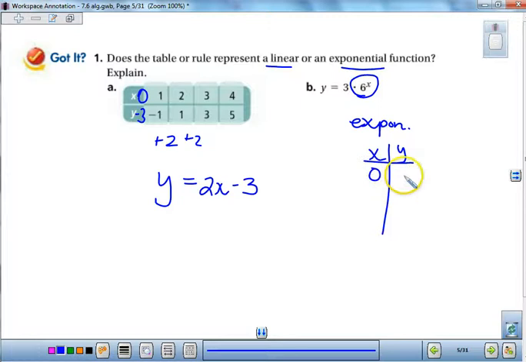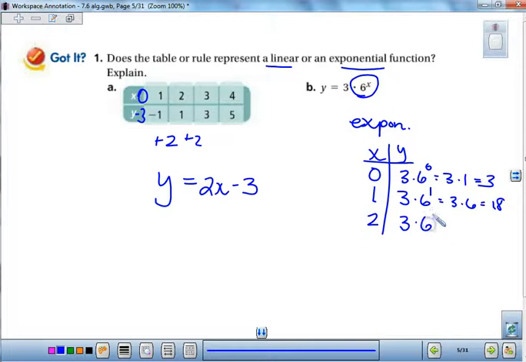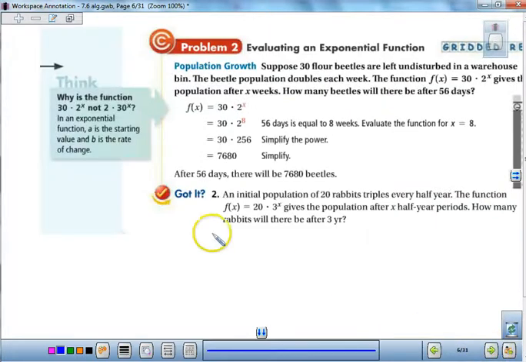When x is 0, we're going to have 3 times 6 to the 0, which is simply going to be 3 times 1, or 3. If we put in 1, 3 times 6 to the 1 would be 3 times 6, or 18. And if we look at 2, we have 3 times 6 to the 2, which would equal 3 times 6 squared, or 3 times 36, to get our next solution, exponential.